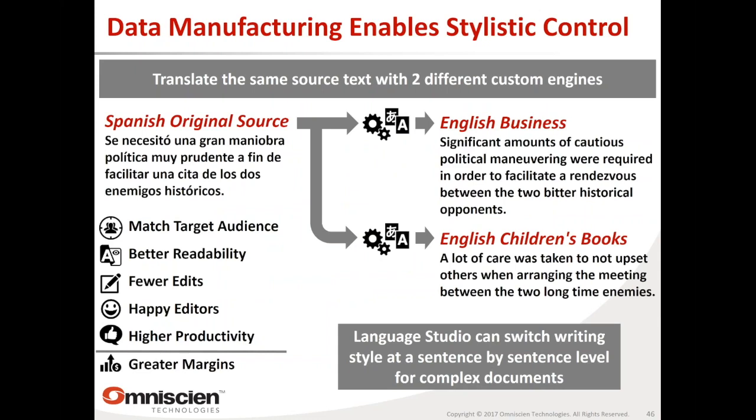Here's just one example of how it's applied. Here's a Spanish input and 2 English outputs. This was managing stylistic control. So for the same input, we were able to get 2 different outputs. One reads like Forbes or Economist, and the other one reads like a children's book such as Harry Potter.